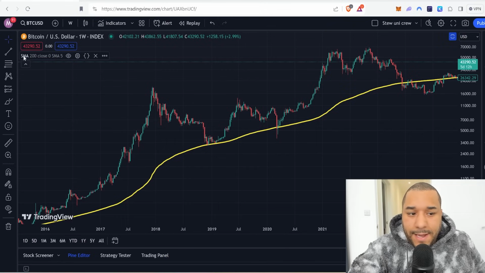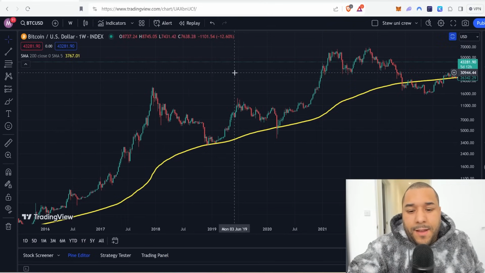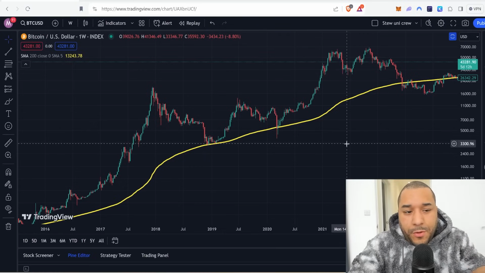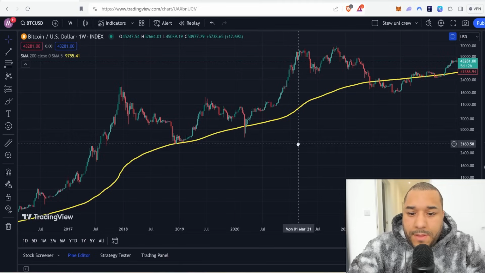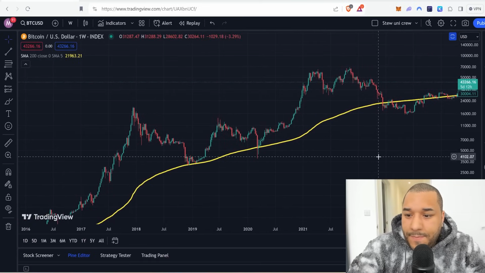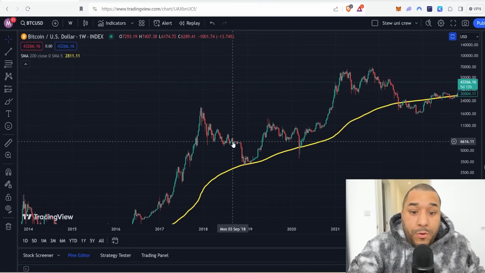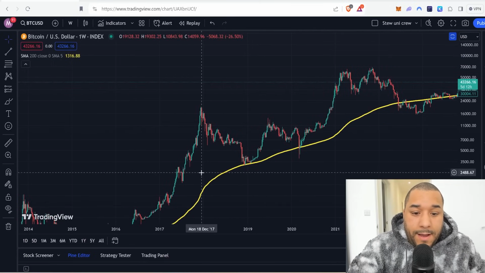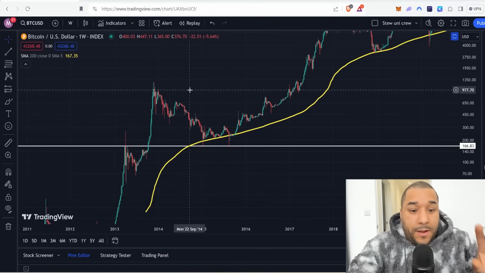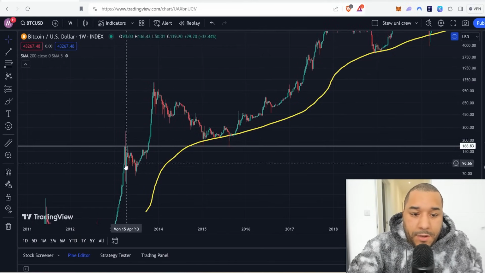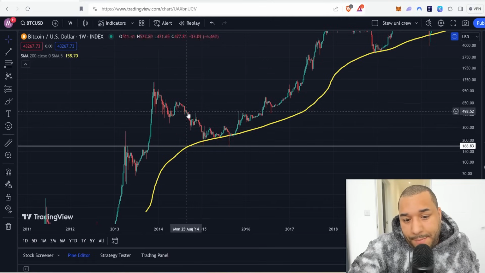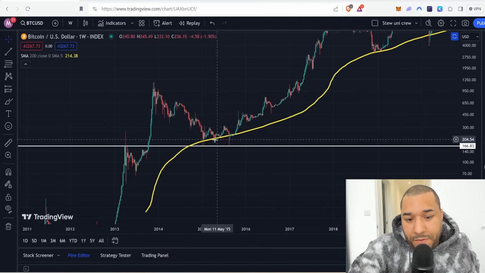I'm using the SMA. Can't remember what the S stands for, but yeah, because there's different ones. You've got the exponential moving average, which is the EMA. Simple moving average, I think it's simple moving average. So this basically just shows us where we've held when we've had our rallies, right? And on the weekly time frame, you can see the support. So in every cycle, we have a bear market. This has always been the bottom of the bear market right here.